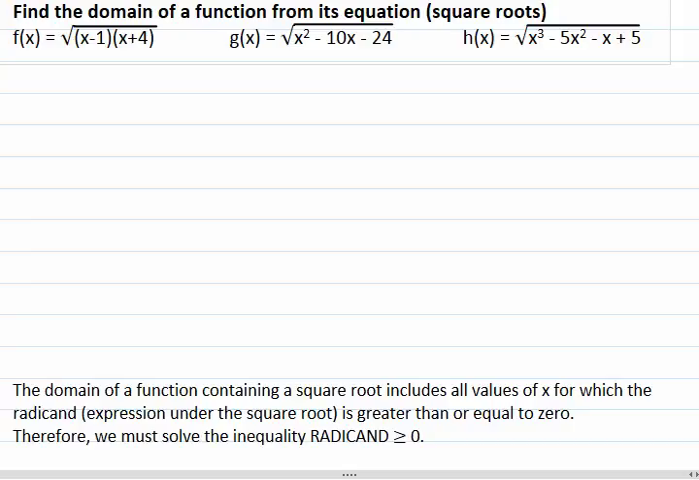Welcome to a lesson on how to find the domain of a function that contains a square root from its equation. The domain of a function containing a square root includes all values of the variable for which the radicand is greater than or equal to 0. Therefore, we must solve the inequality radicand greater than or equal to 0.